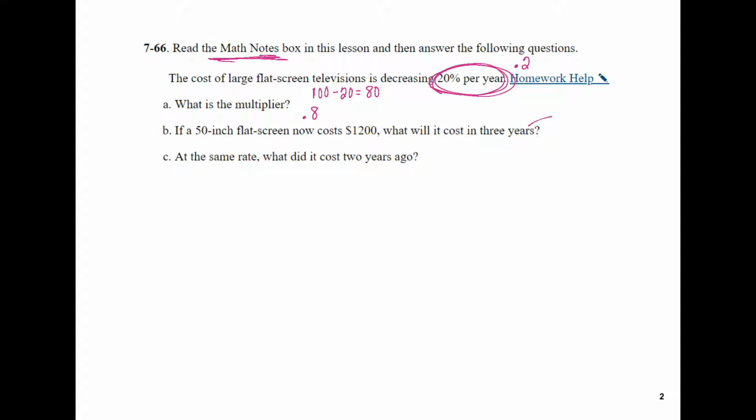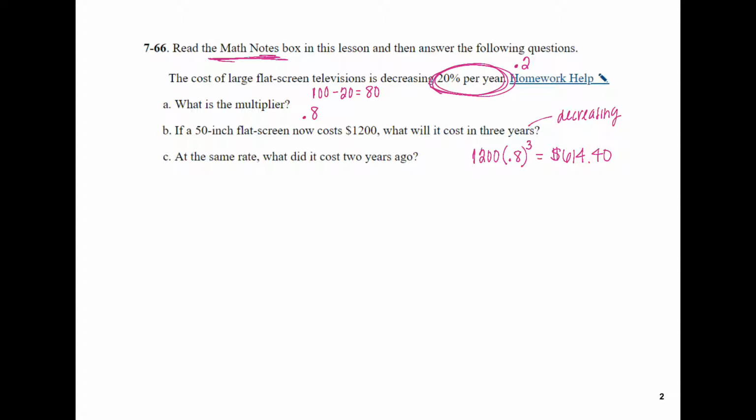So 3 years from now, our price should be going down, or decreasing, because it's losing value. So we're going to take our initial cost of $1,200 and multiply that by our multiplier, because we're writing an exponential equation, and we want to replace our variable in place of our exponent with 3, because we want to know in 3 years how much it will cost. We follow our order of operations, and we know 0.8 to the third power times 1,200 is approximately $614.40.